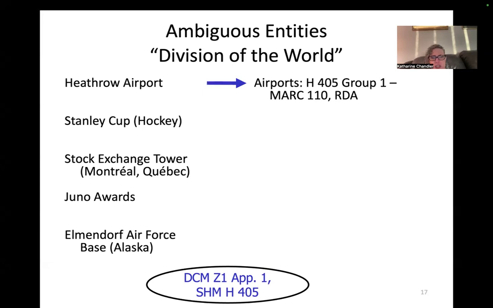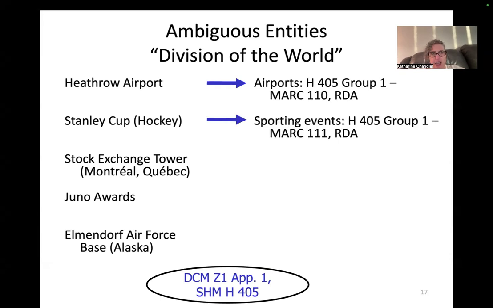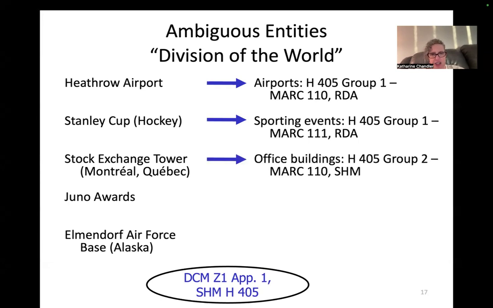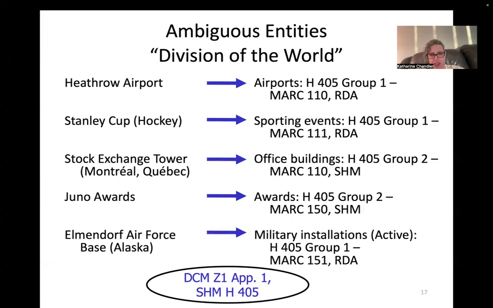So it's showing you here Heathrow Airport. This shows airports, H405, Group 1, marked 110, RDA. Stanley Cup and hockey sporting events, H405, Group 1, same thing. And then the Stock Exchange Tower, office buildings, and Juno Awards, and then Elmendorf Air Force Base, military installations, active.